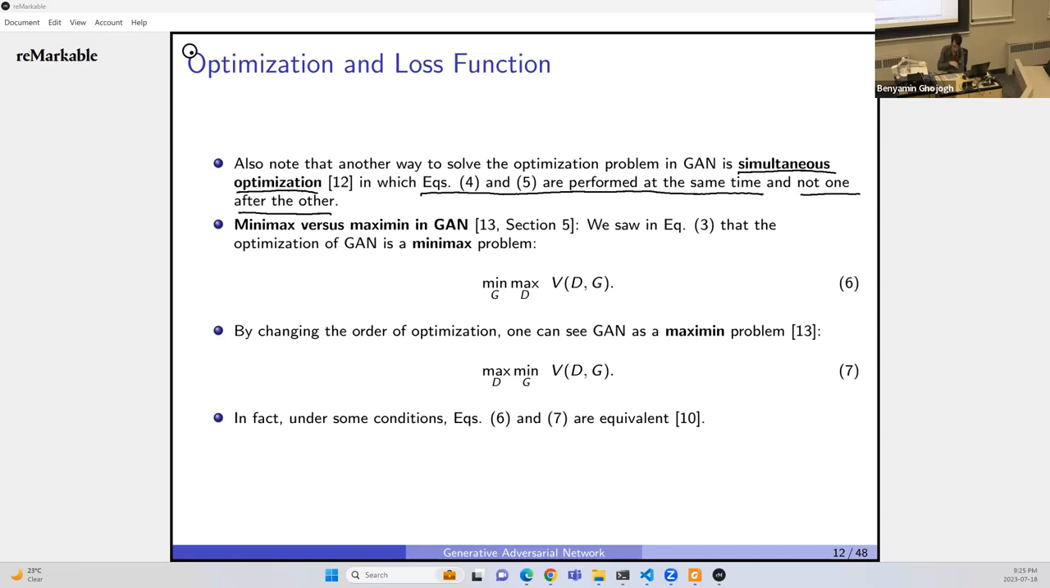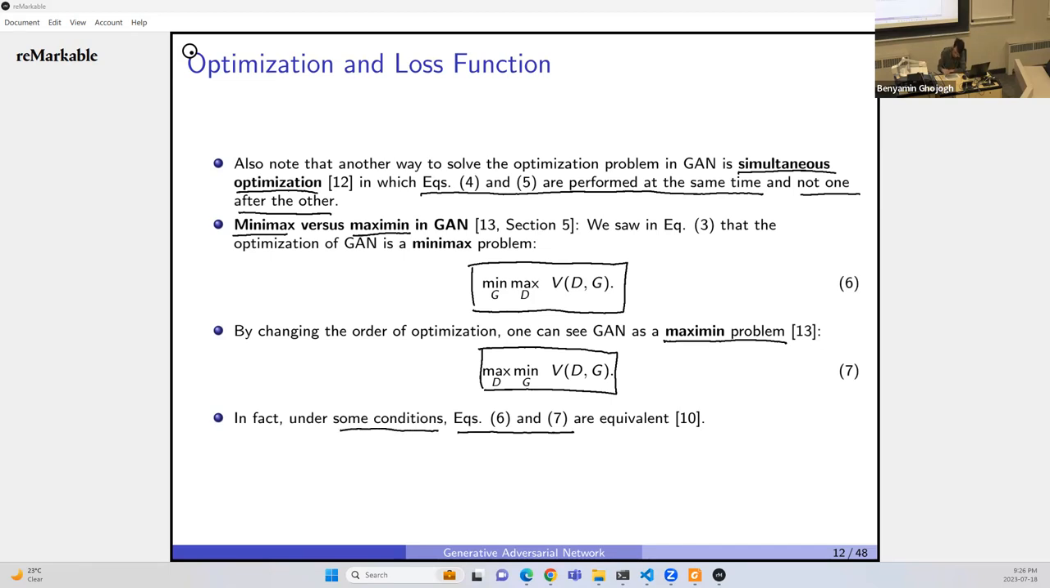Now, let's take a look at minimax versus maximin in GAN. Do you remember this? We had min max of V, min with respect to G, max with respect to D, right? Can we change the order? By changing the order, it becomes a maximin problem. Under some conditions, these two equations are equivalent. See reference 10 for it. It's a book for seeing which conditions.